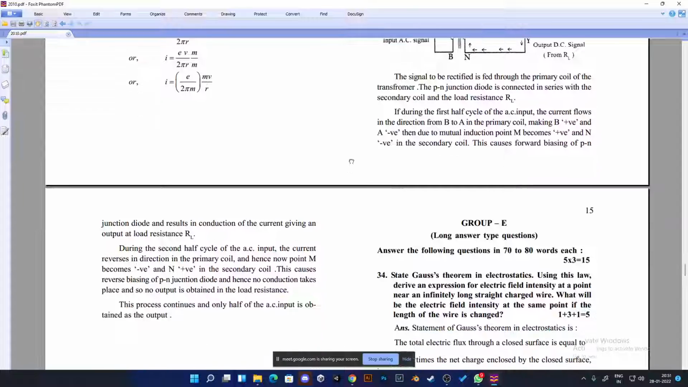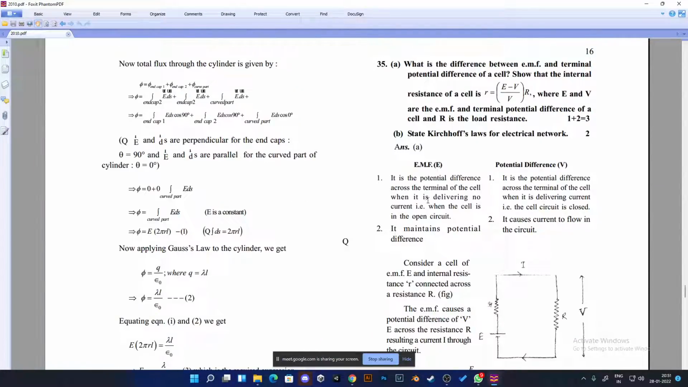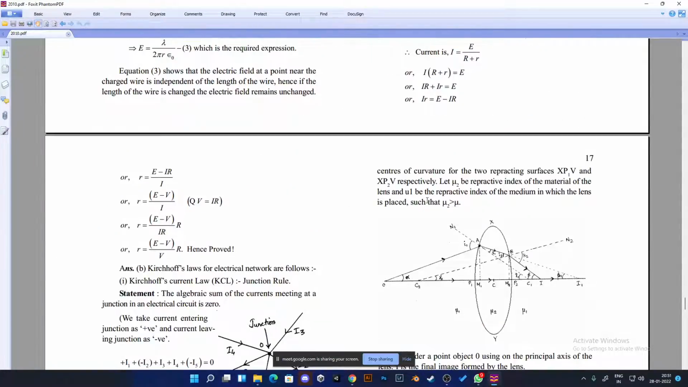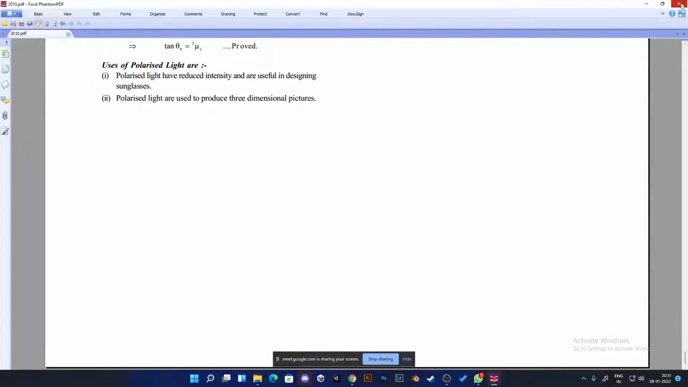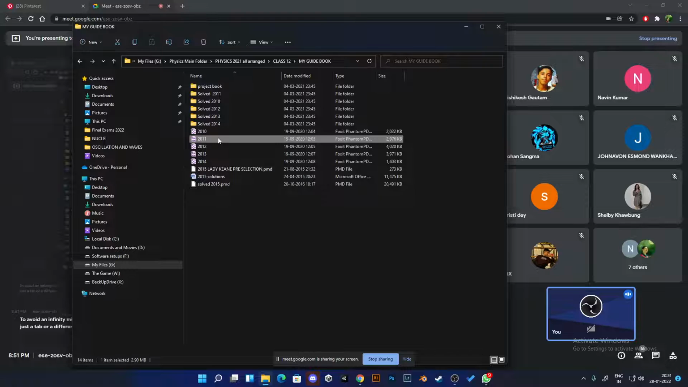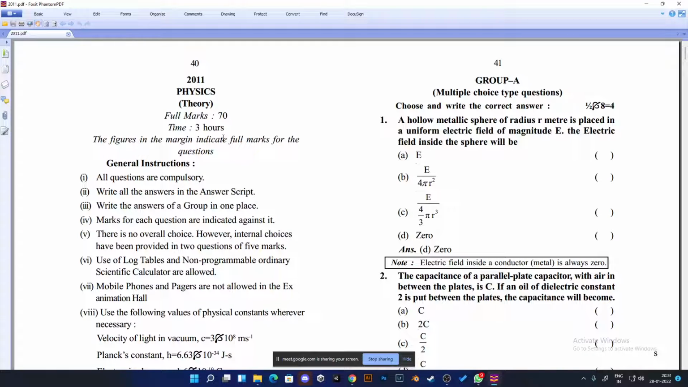Okay, this one is one of the questions. See, very easy one. Whatever we have done, I'm telling you, just study that much. But study very nicely. At exam time, don't make any mistake. Okay, so this is 2010. Let me go to 2011.